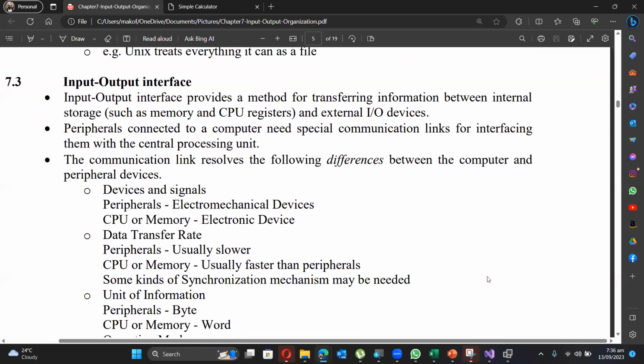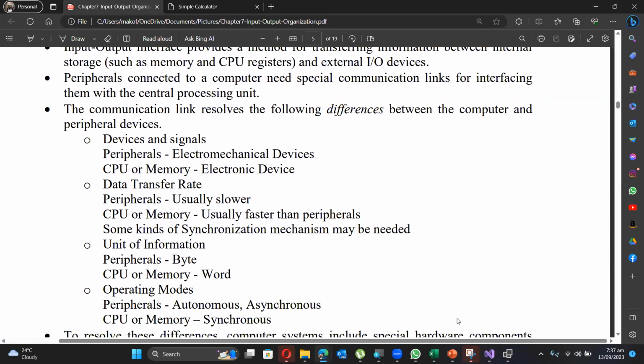So the input-output interface provides a method for transferring information between internal storage, such as the memory and the CPU, and external I/O devices. Peripherals connected to a computer need communication links for interfacing them with the central processing unit. The communication links resolve the following differences between the computer and the peripheral device.